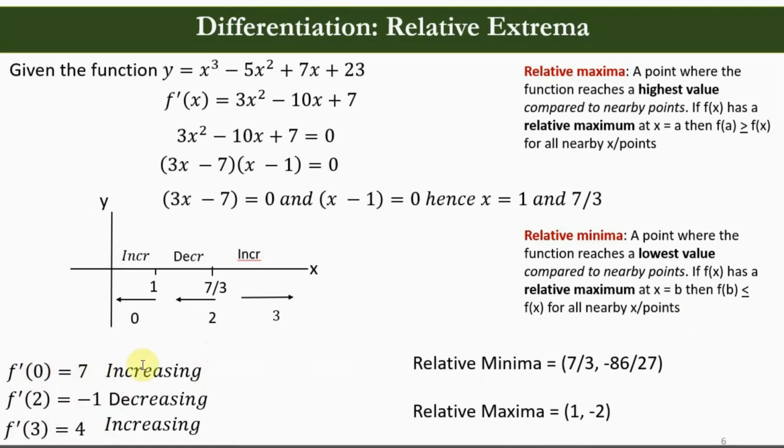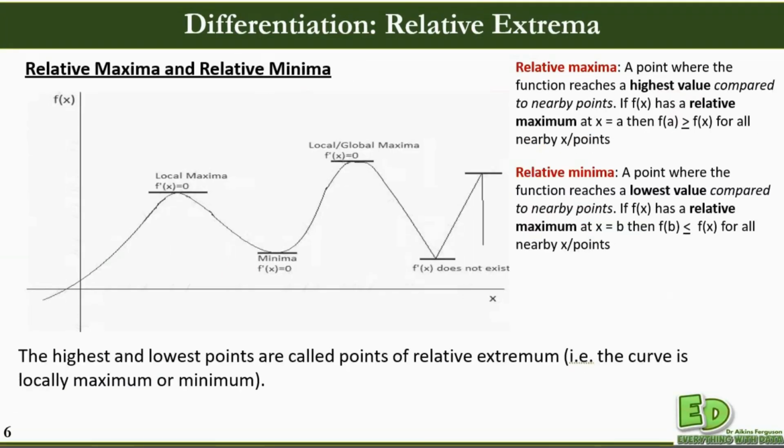So at this point, you can see that 7 is greater than 0. It is increasing at that point. Negative 1 is less than 0. We would say that at that point, it is decreasing, right? And then 4 is greater than 0, also increasing at that point. So if you have the function, just differentiate it, equate it to 0, get the values of x, right? We'll move on to the types of relative extremes we have.